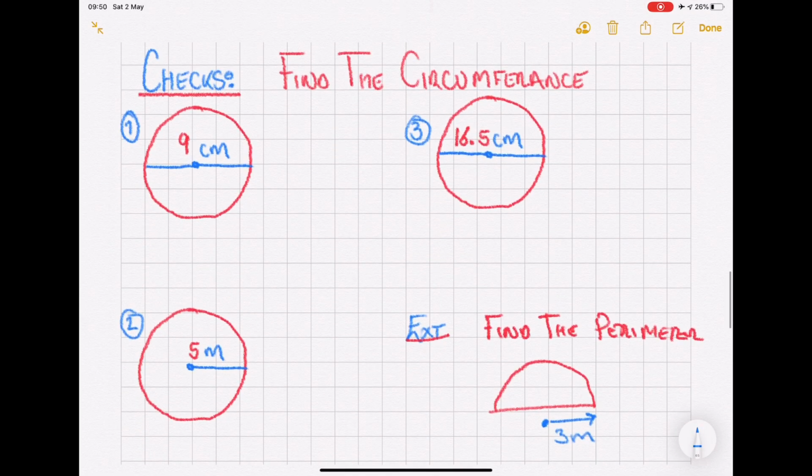Okay, so what I've done down here is I've given you 3 checks and 1 extension. I would pause the video here, have a go at those 3 checks and the extension if you're feeling brave, and then play the video once you're done and I'll go through the answers. Quickly, with the extension, it's find the perimeter, whereas all the others are find the circumference. Okay, so pause the video here, have a go at those 3 checks and the extension if you're feeling up for it, then play the video once you're done.